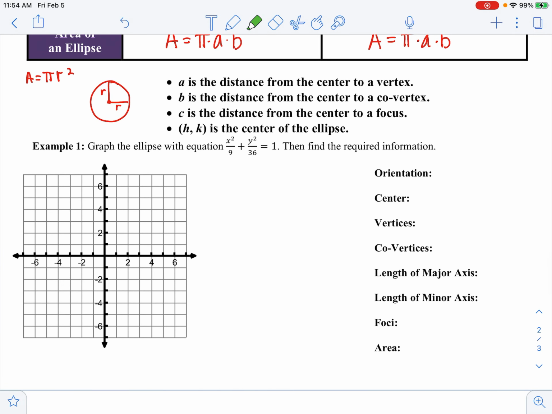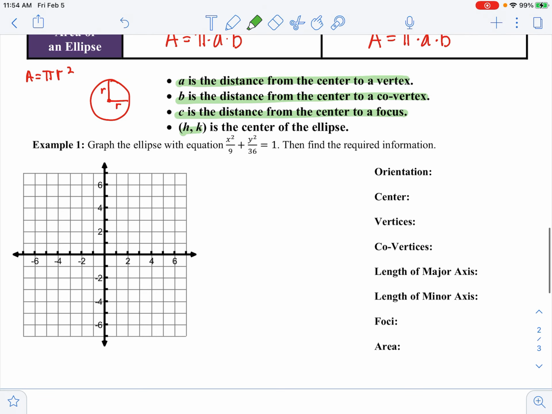As a reminder, I've said it a bunch of times already, but A is the distance from the center to a vertex. B is the distance from the center to a co-vertex. C is the distance from the center to a focus. And (h, k) is the center of the ellipse.